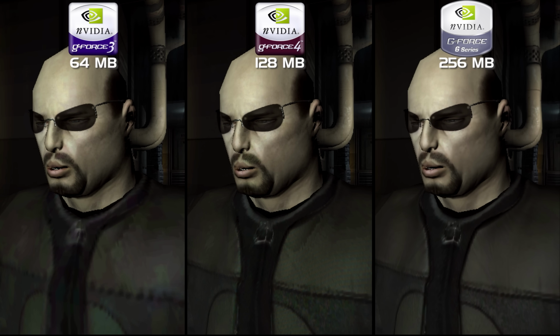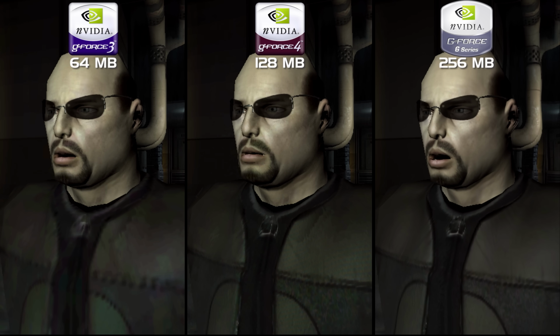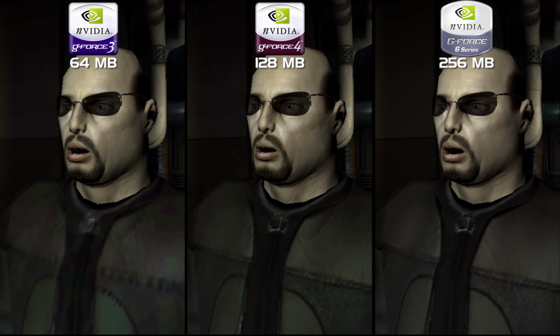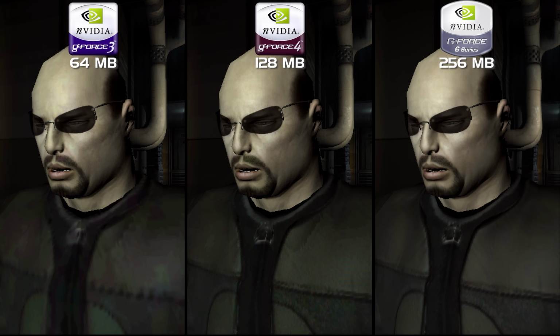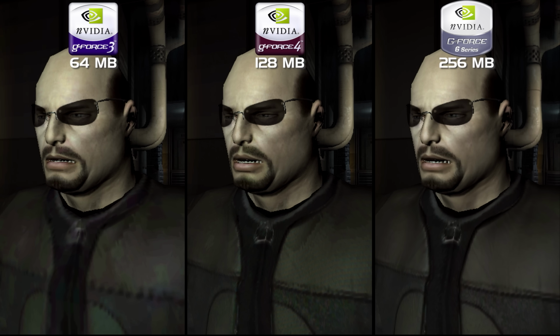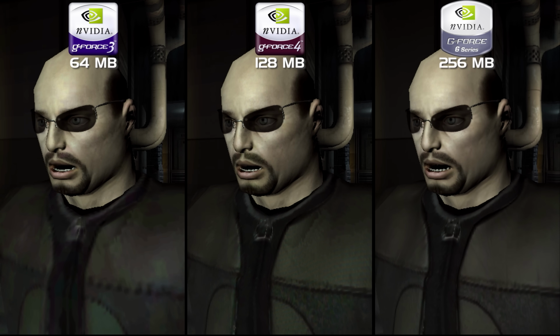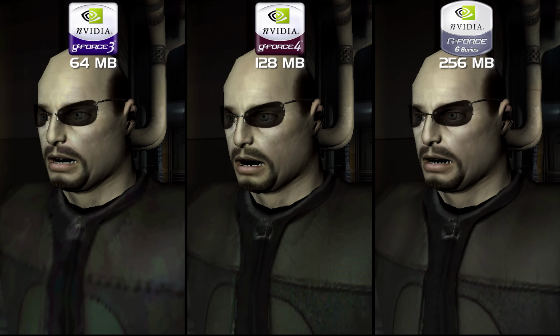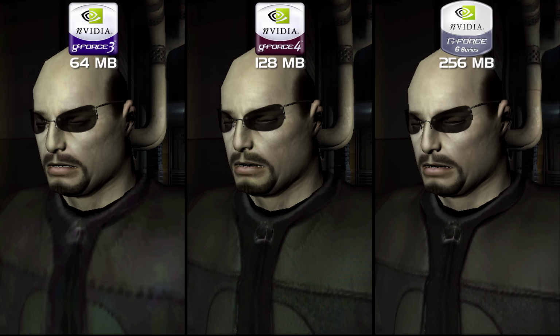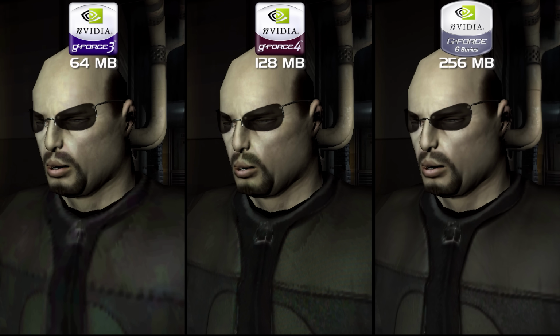The GeForce 3 with its 64 megabytes of VRAM has worse quality textures than the 128 megabyte GeForce 4 Ti 4800, and that has worse texture quality than the 256 megabyte 6800 GT. The 6800 GT here is not even using the game's highest texture quality, even though it has the highest end VRAM configuration by release date.